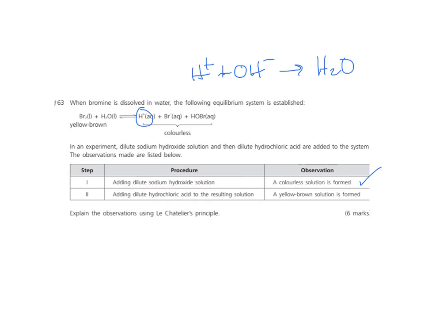On the other hand, if we, in the second step, add hydrochloric acid, the reverse happens. We increase the concentration of hydrogen ions. That will increase the rate of the reverse reaction, and now the reverse reaction rate is faster than the forward. We see a reverse shift, and the color becomes yellow-brown.